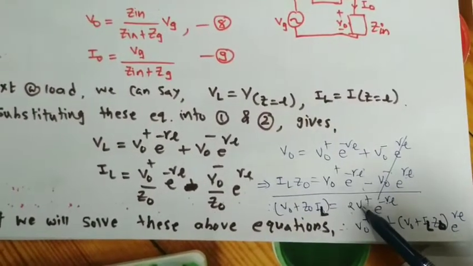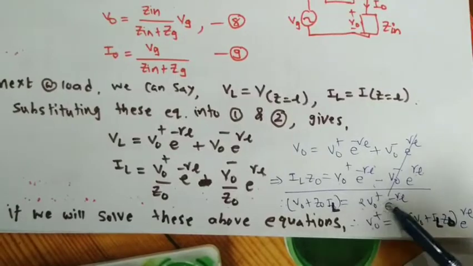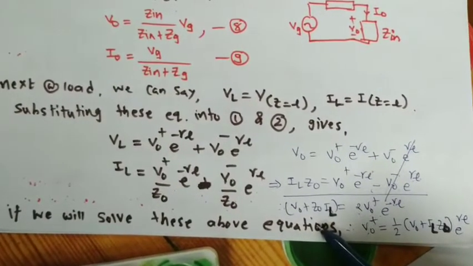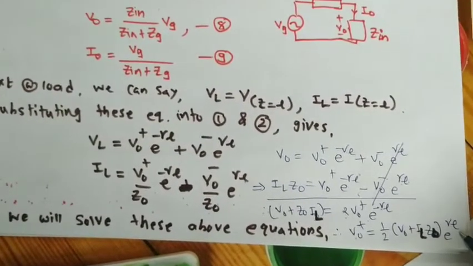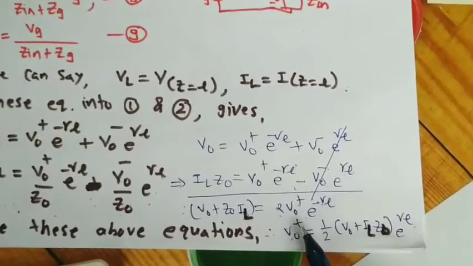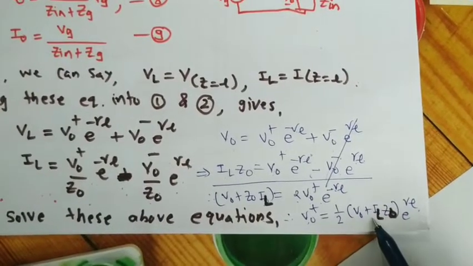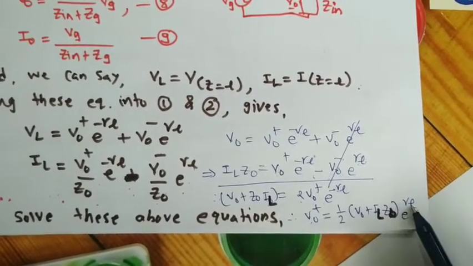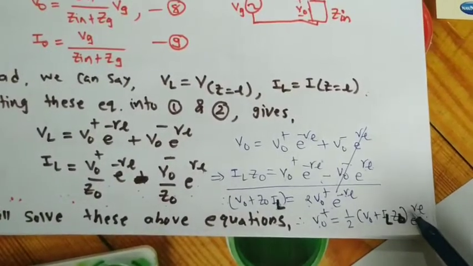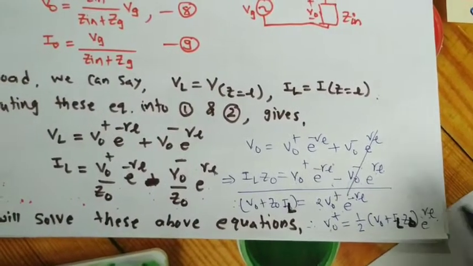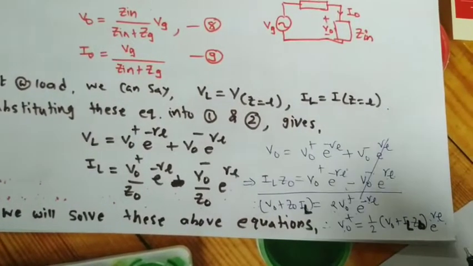Ultimately I am interested in V0 plus. So the 2 comes out, and e raised to minus gamma L goes to the denominator; moving it to the numerator side, it becomes plus gamma L. Finally we get V0 plus equal to 1 by 2 in bracket VL plus IL Z0 e raised to gamma L. Please take care here: earlier it was a minus, but now we have a plus gamma L expression. So now we have the V0 plus amplitude expression.